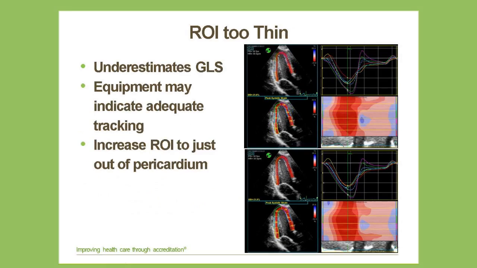On the other hand, you can reduce the size and get the region of interest too thin as well. And again, this will underestimate your strain results. The equipment also may indicate that you have adequate tracking here, and it is actually tracking fairly well. But we want to make sure that we include the myocardium and all of the myocardium, just staying right outside of the pericardium.